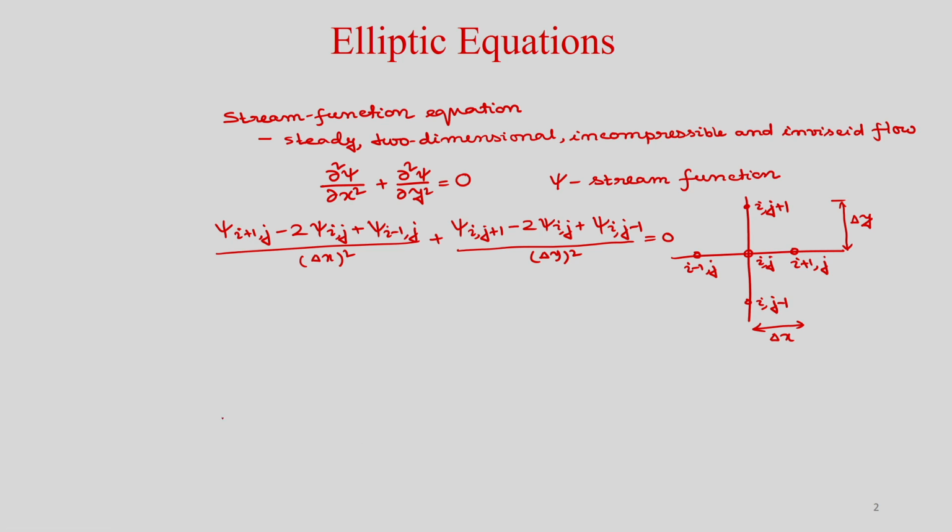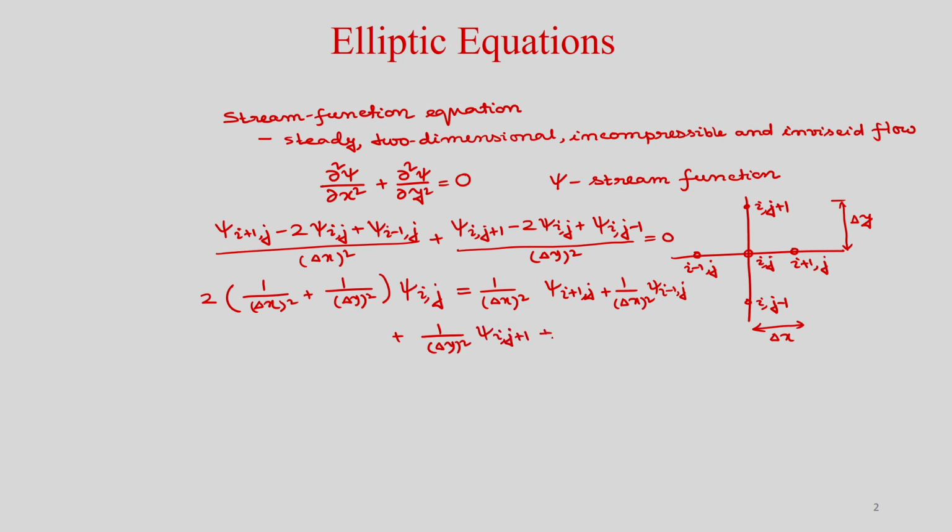Okay. So now if you rewrite this equation, we take psi I j to the right hand side, so we will get 2 into 1 by delta x square plus 1 by delta y square. So this is the diagonal coefficient for psi I j, equal to 1 by delta x square psi I plus 1 j, plus 1 by delta x square psi I minus 1 j, plus 1 by delta y square psi I j plus 1, and plus 1 by delta y square psi I j minus 1.